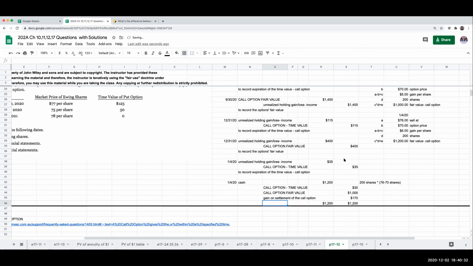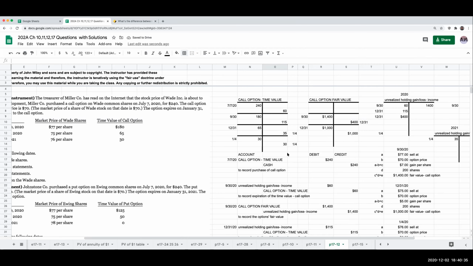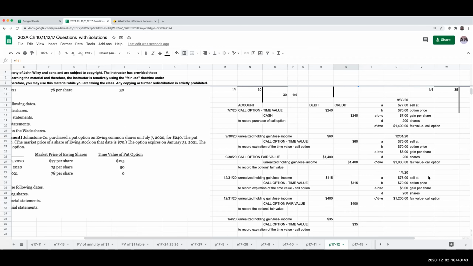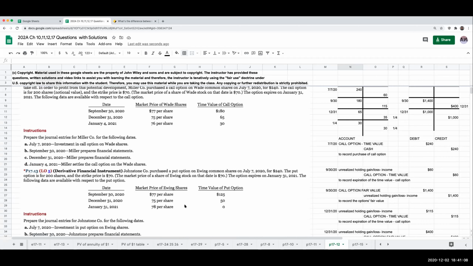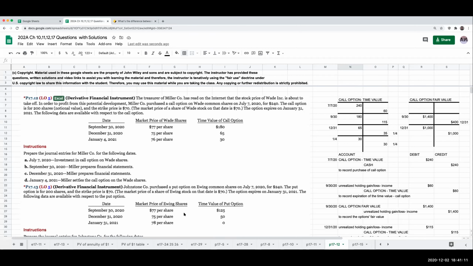Now, what your book does is that they true it up, meaning that they show this as 1,200. They would show an unrealized holding gain of 200 coming through, and then they're showing a loss of 30. But if you go through and read the book, that's something you can see. Okay. So that's January 4th. It's exciting, okay? So that is problem 1712.